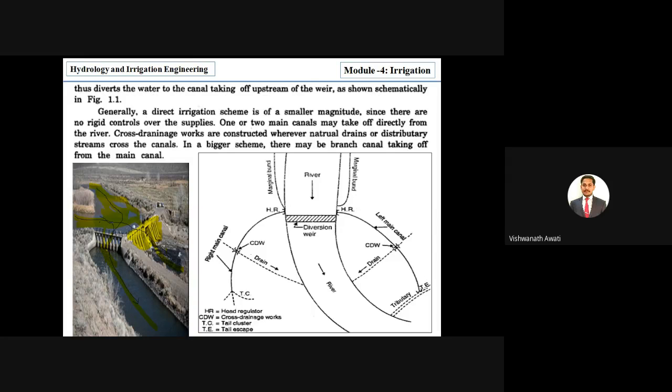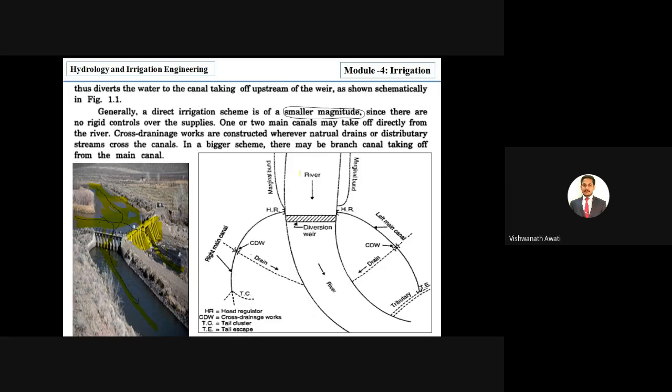And generally a direct irrigation scheme is of smaller magnitude. It is not a bigger irrigation scheme. It is a minor irrigation scheme, since there is no rigid control over the supplies, right? And one or two main canals may be taken off directly from the river.